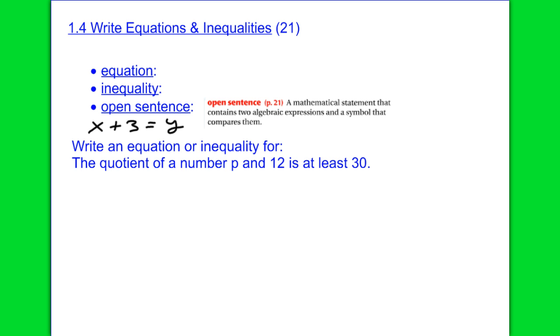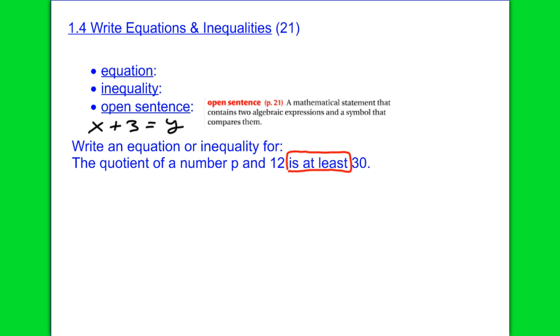I like to look for the dividing line between the two expressions. So who can find the word or phrase that's the dividing line between the two expressions here? At least. So, and the word is included there too. This whole thing is like the dividing line. Is at least. Will this be an equation or an inequality? Inequality. Is at least is not an equal sign. If that just said the quotient of a number p and 12 is 30, I have an equal sign where is, right? But this is some kind of an inequality sign.